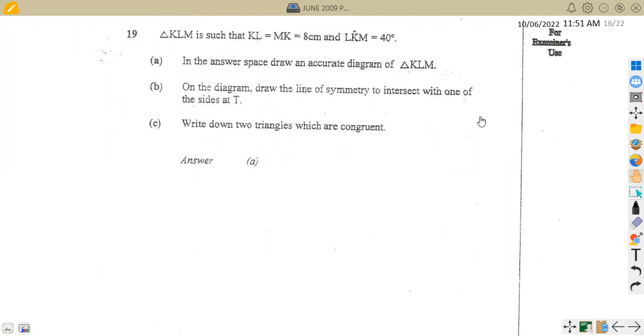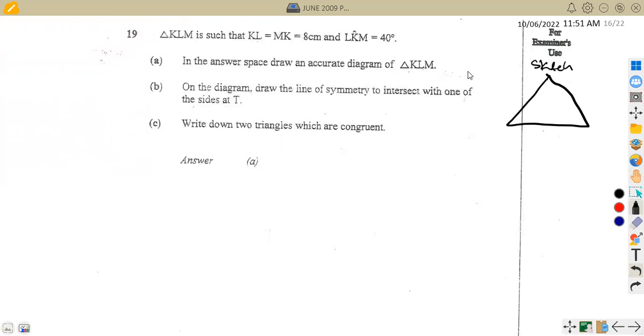Number 19, triangle KLM is such that KL is equal to MK is equal to 8, and there's an angle of 40. In the diagram, draw an accurate diagram. Actually, here we're supposed to draw an accurate diagram. Take note, it's not a sketch, this one. You can have your sketch like this, okay? You can just have your sketch here. This is a sketch, then you have the accurate one now.